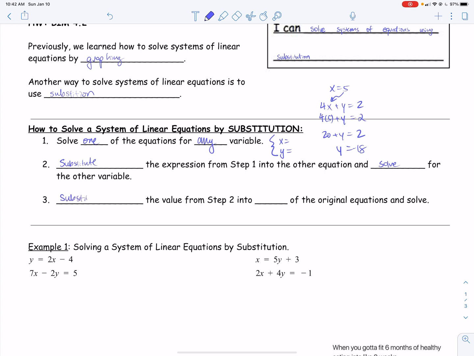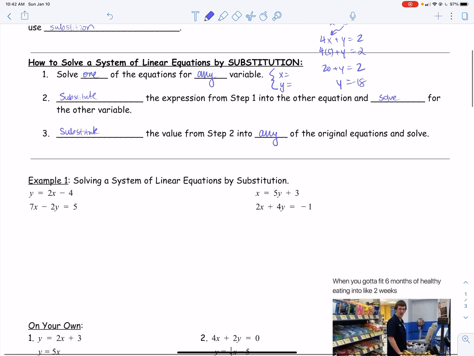Last but not least, step 3: substitute the value from step 2 into any of the original equations and solve for the other variable. Remember, as I said in 4.1, you always need an x equals and you always need a y equals, okay? So let's do an example together.